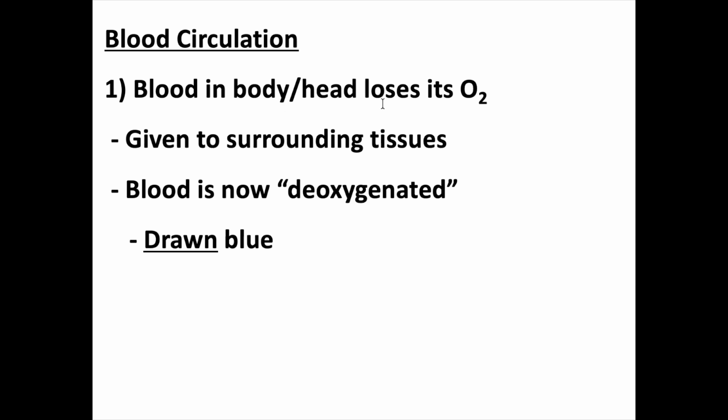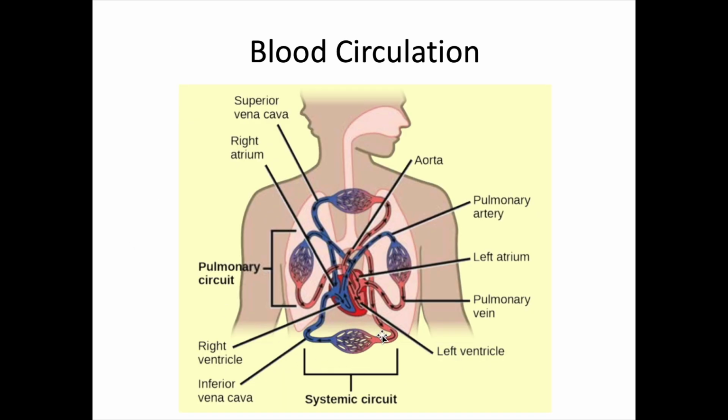Blood in the head and the body is going to lose its O2 because that's the point. It has this O2 so that it can deliver it to these tissues in the head and the body which need this O2 to do their cellular respiration. So once this blood has given up its O2 to these surrounding tissues, we refer to this blood as being deoxygenated, blood that doesn't have oxygen. And deoxygenated blood is drawn the color blue. This is just a convention that every textbook I have ever seen uses for our convenience. It's drawn this way, and we can see this here. Here's the body. This blood is giving off its oxygen, and now it's drawn blue.